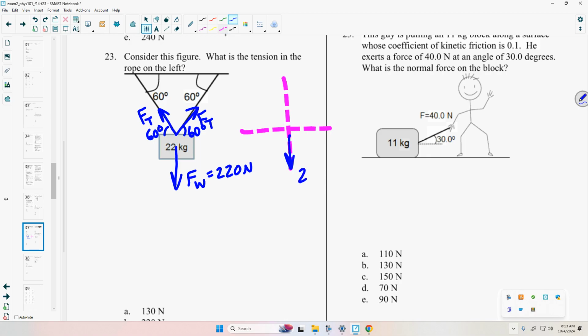I have 220. Here I have 2 F_T sine 60. That's the y component of those two vectors, times 2 because they're the same. And then here I have F_T x, which would just be F_T cosine 60. But to find F_T, I set these two equal to one another. But again, as I said, not on the exam. No 2D. I mean, there are 2D force problems, but not that one. Okay? That's how you work it. We did do it in class, or one very similar to it. We've done all these in class, honestly. I don't think there's any problem here.